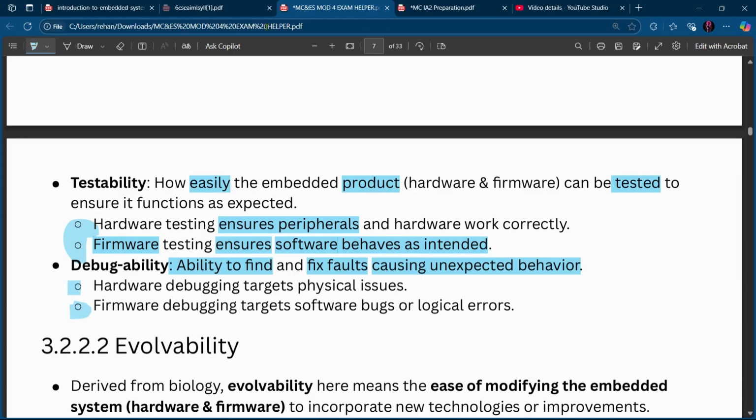You can also talk about hardware testing and firmware testing. Hardware testing is for peripherals, to check whether the hardware is working properly or not. Firmware testing is about how the software behaves. Debuggability is the ability to find and fix faults causing unexpected behavior during development. Here again you have hardware debugging and firmware debugging. Hardware debugging is fixing physical issues. Firmware debugging is about bugs or logical errors in software. So hardware for hardware, firmware for software.